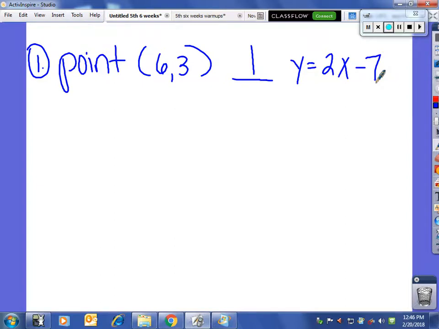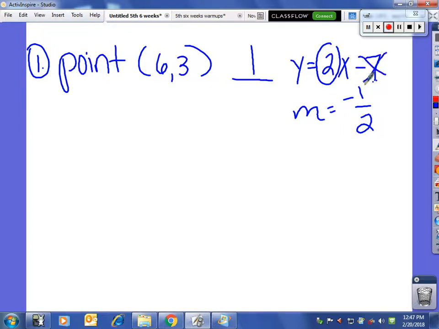Okay, let's do this problem, shall we? Here is the slope of this line. It's 2. What slope should we use? Negative 1/2. Do I need the negative 7?